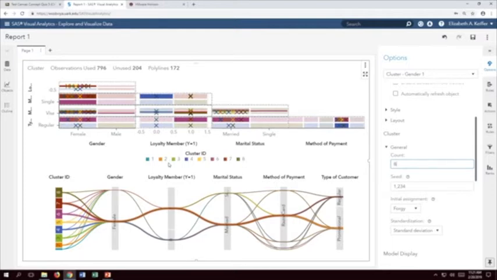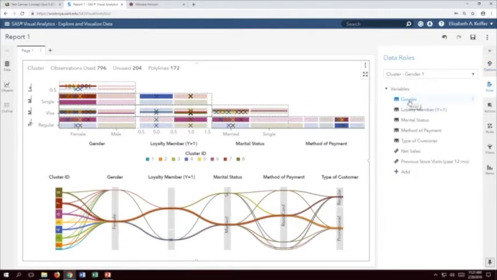The only thing that I'm not 100% sure about, being totally honest with you guys, is if you'll notice, here are the roles. In what order did I put these in? Gender, loyalty member, marital status. So it is actually alphabetical. That's just crazy. But the categories are alphabetical, they're also in the same order that I put them in here. So it's alphabetical. It's the same order.